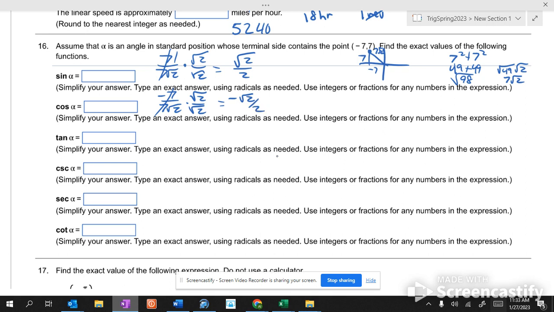Tangent is opposite over adjacent, 7 over negative 7, which is negative 1. Cosecant is the reciprocal of sine, so it's hypotenuse, 7 square root of 2 over the opposite, 7, which is just plain square root of 2, because these cancel. Secant is, well, I guess 7 square root of 2 over negative 7, which gives us a negative in the end, negative square root of 2. And cotangent is negative 7 over 7, which is negative 1.